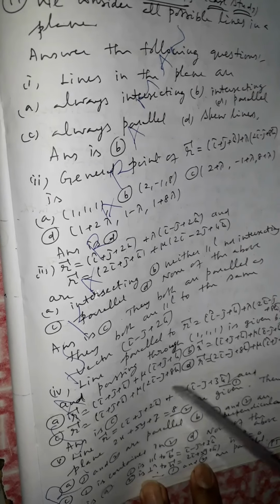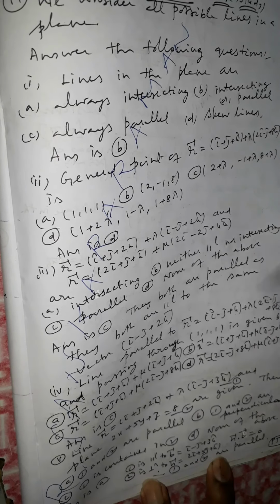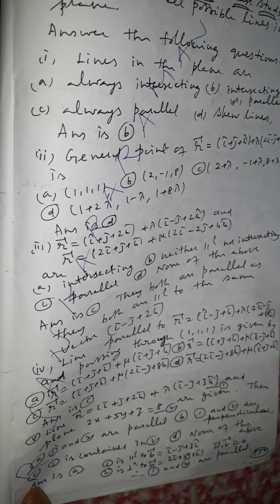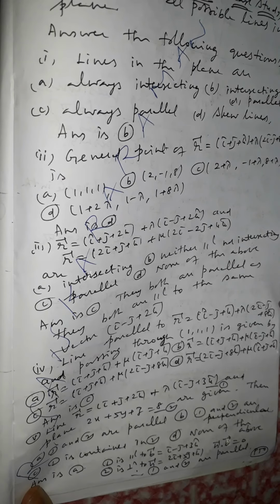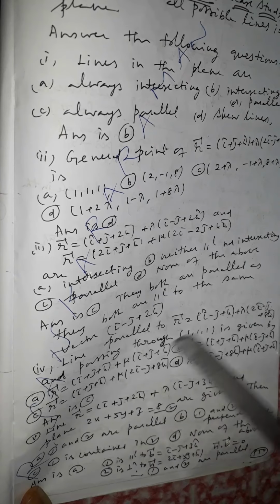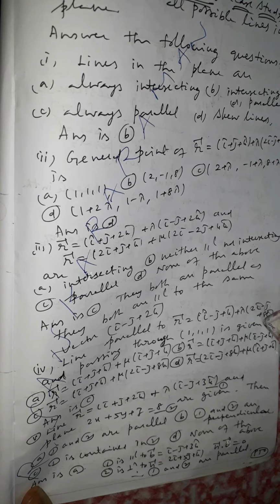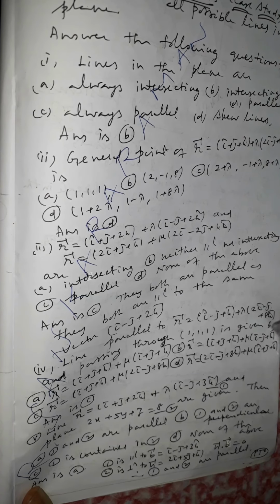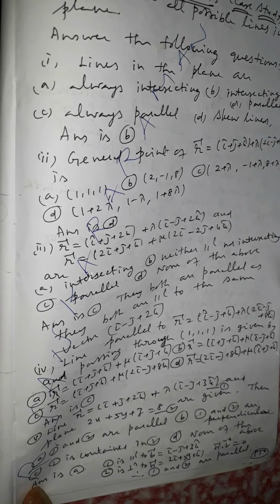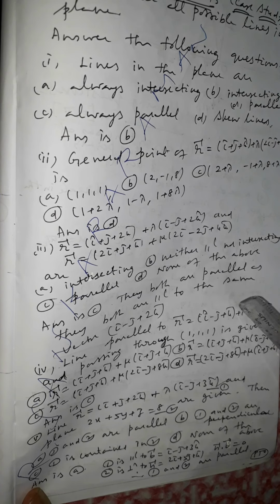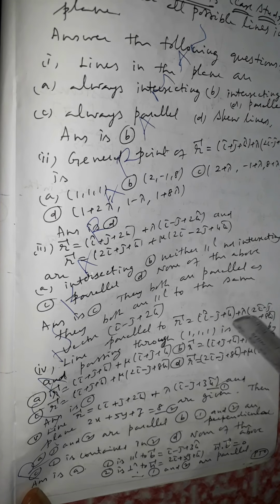Then subdivision 4, C. The line parallel to r vector equal to i − j + k + λ times (2i − j + 8k) and passing through (1, 1, 1) is given by... actually the parallel vector should be the same. Instead of i − j + k, I should have i + j + k.